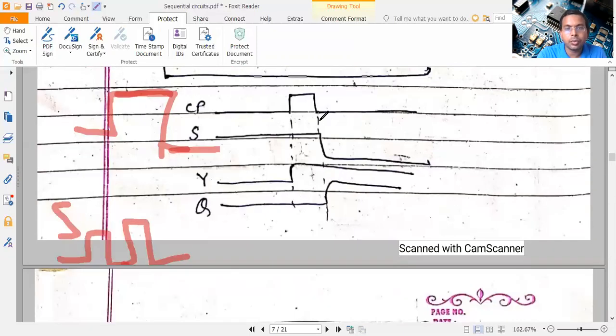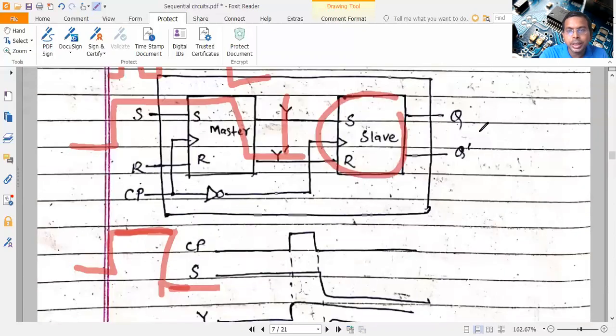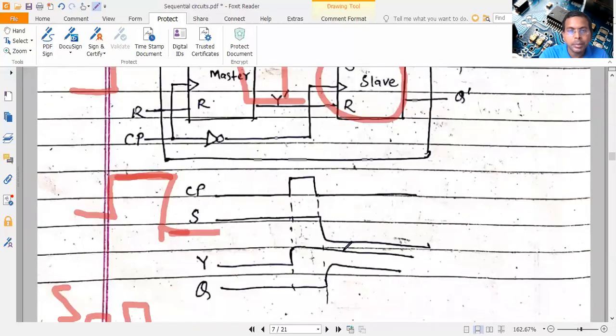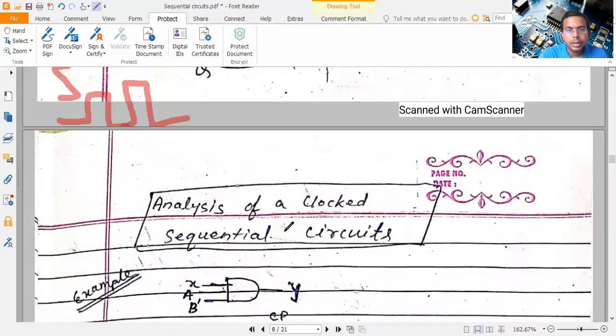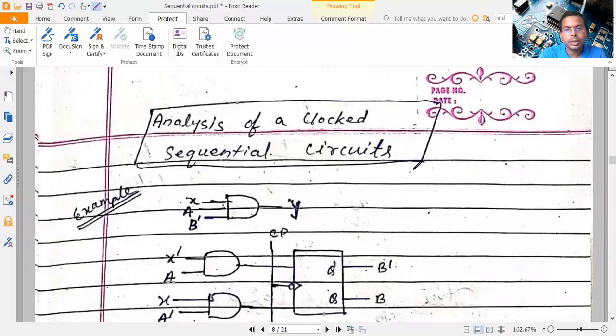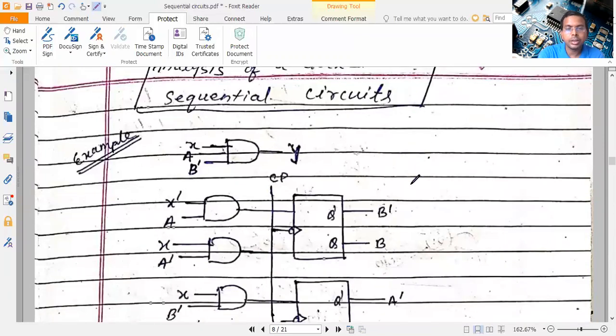You can see the clock pulse is 1, S is 1. So Y is changing here, because the clock pulse level has started. But Q will change only when the clock pulse becomes 0. Only at that time the final Q is changing; Y was changing previously. Now, analysis of the clocked sequential circuit. So, how to analyze the clocked sequential circuit?